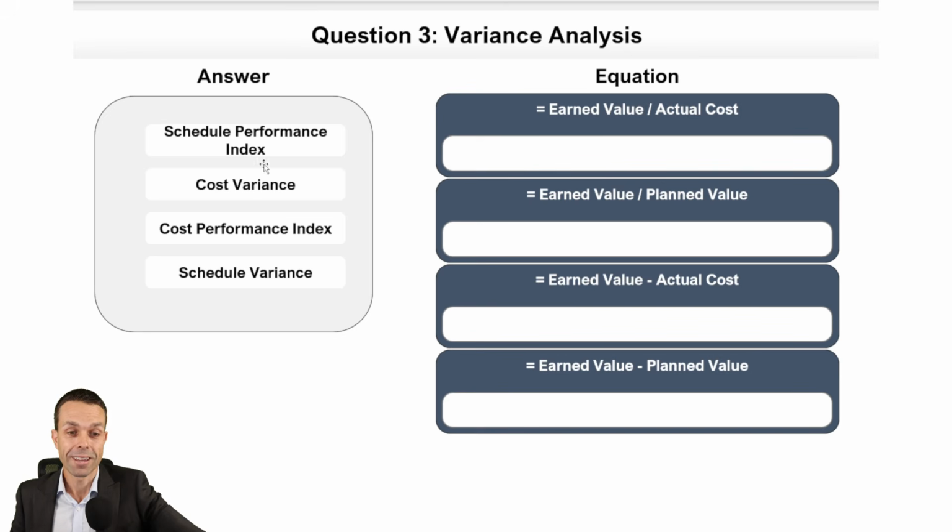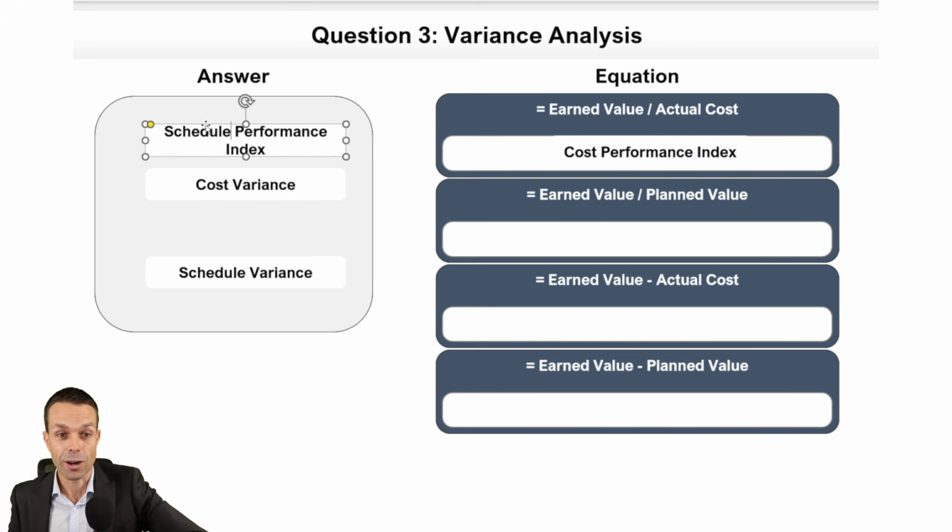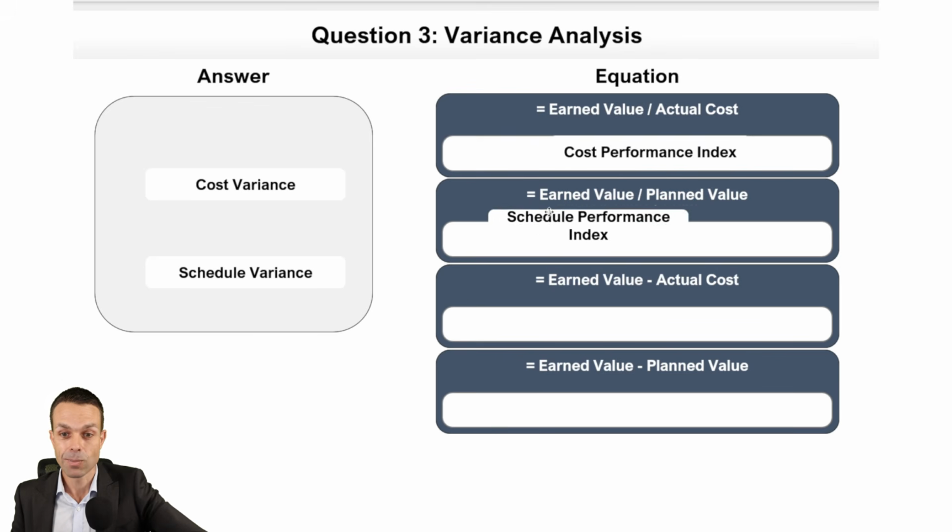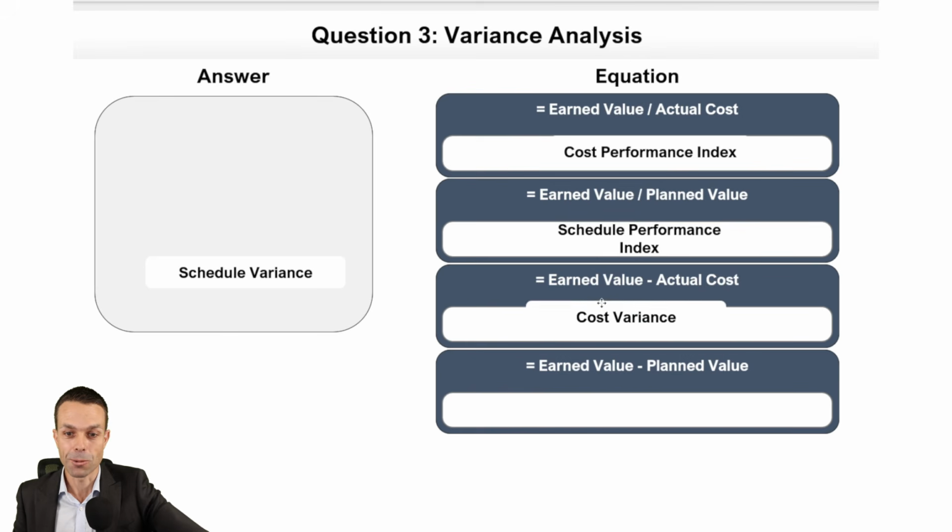And here's another trick. If it's the cost index or the cost variance, we always use the actual cost in our calculation. So this should be quite easy. Earned value divided by actual cost: divided by, it's an index, and actual cost, it's the cost performance index. Earned value divided by planned value: divided by, it's an index, and planned value, it's the schedule. So that's perfect. Now, actual cost variance, here we go.